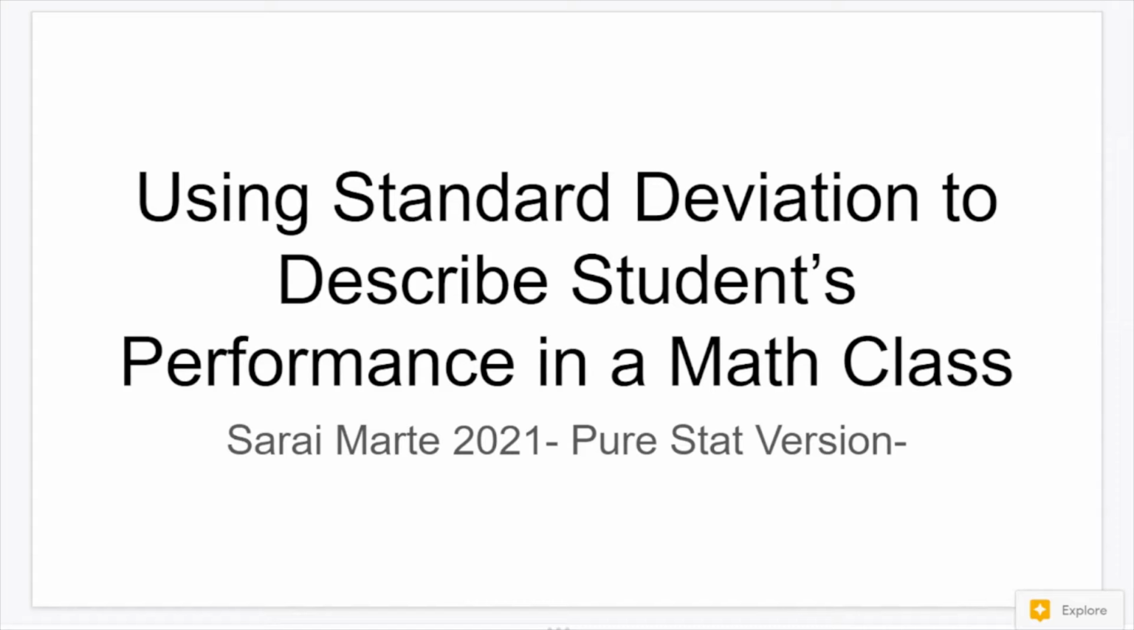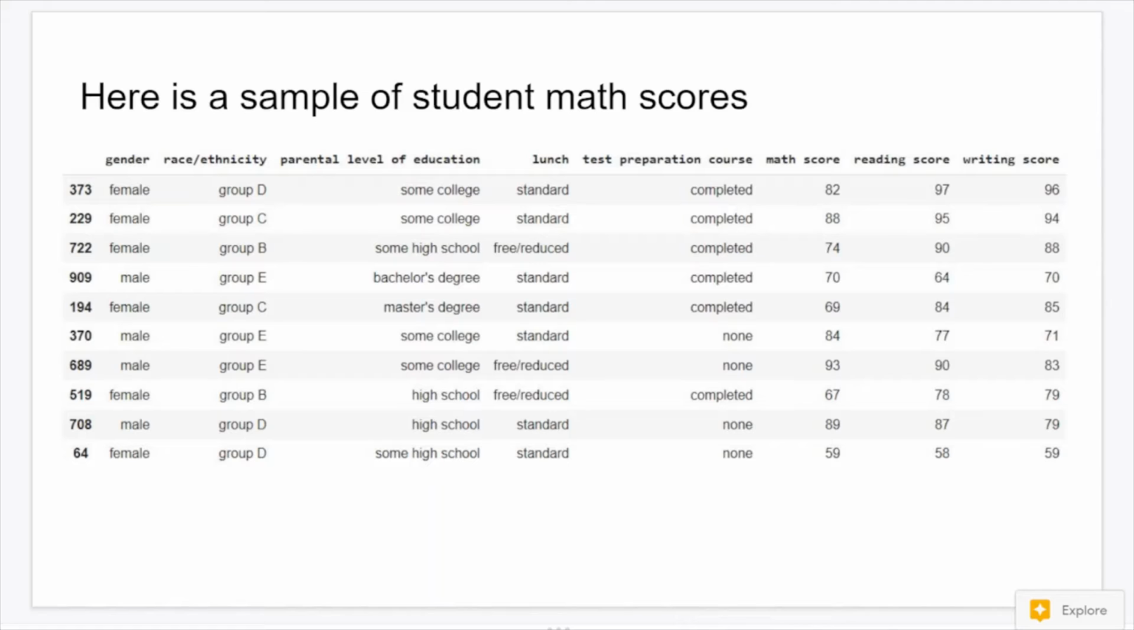This is using standard deviation to describe students' performance in a math class. This is the pure stat version, meaning it's just stat. There's another version where I use Python, the pandas library, to solve this. All the graphs that you see here, I made using the pandas library in Python, and you can see all of that in the video that I made prior to this, and that's going to be linked below. Here is a sample of the student math scores, okay?